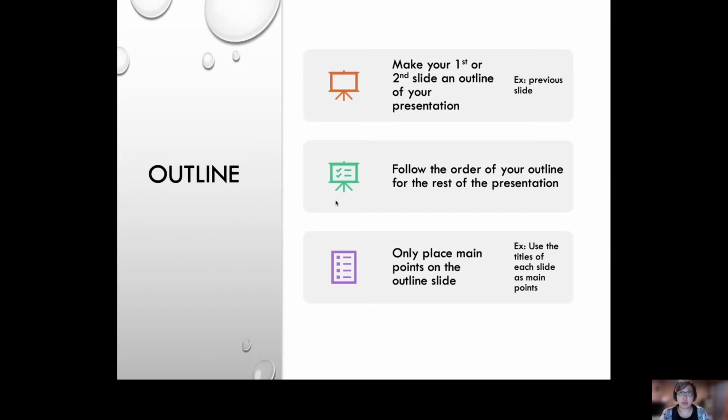Now, going back to outline, your first or second slide should be an outline, okay? And then outlines are very good so that you can follow the order of your presentation. So you know where you are at any point. You just check the outline. And everybody can know what's going on before you start speaking. And then usually you put the main points on the slide. Like, for example, here, I don't put a lot of words, but I just put the main points.